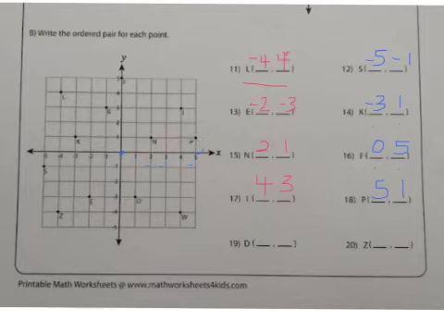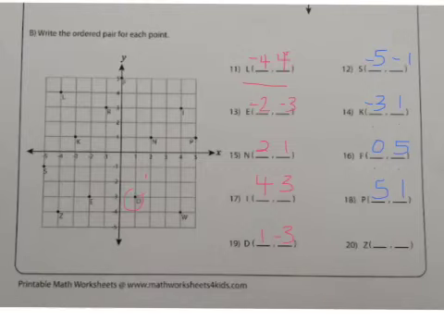Alright, and then D. D's over here in quadrant 4. Okay, so you'll start at the origin and count to the right. Right is positive, so you'll have a +1. Then you have to count down. 1, 2, 3. Down is negative, so that'll be +1, -3. To the right 1, down 3.